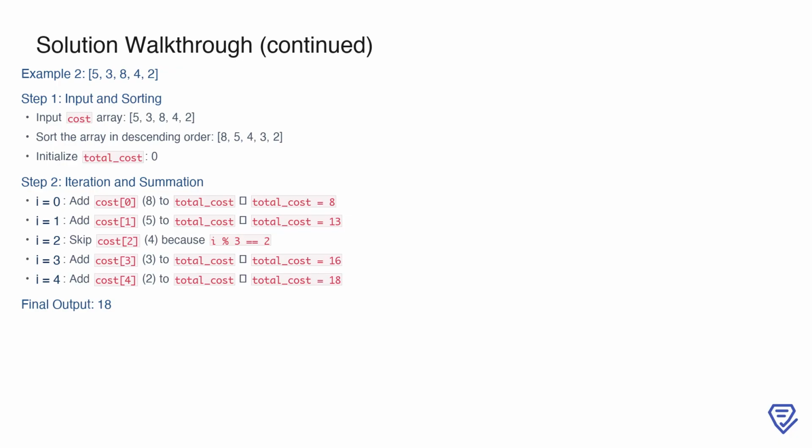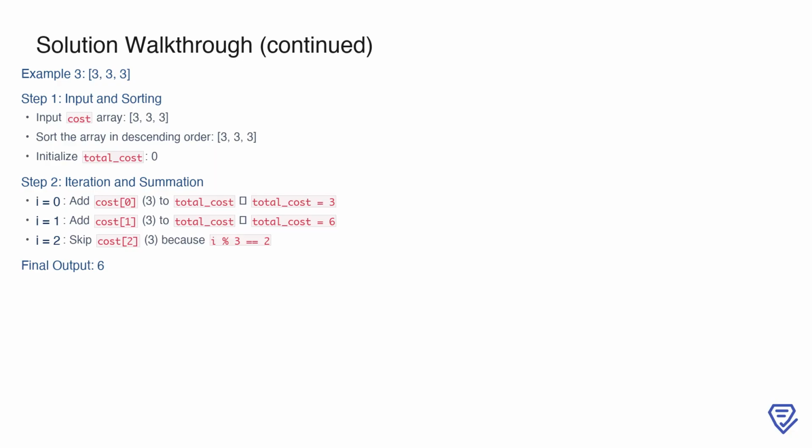At index 2, we skip the candy with a cost of 4 because it is the third candy in this group, as indicated by i % 3 equals 2. At index 3, we add the cost of 3, updating the total to 16. At index 4, we add the cost of 2, resulting in a final total of 18. Thus, the minimum cost for this example is 18.